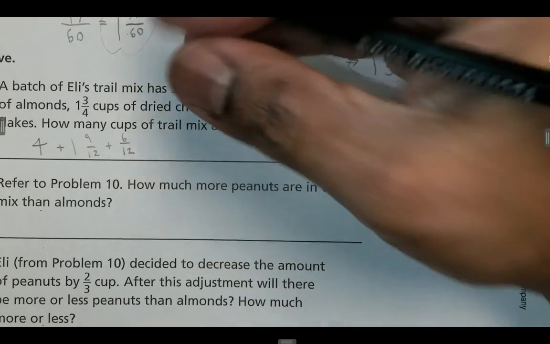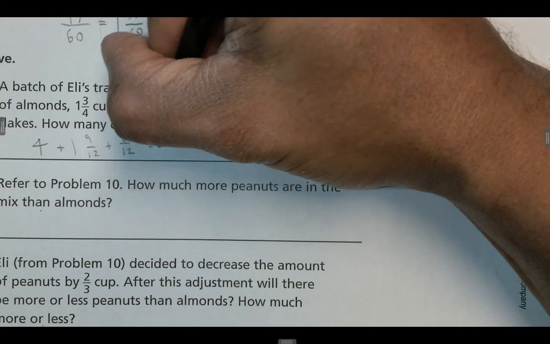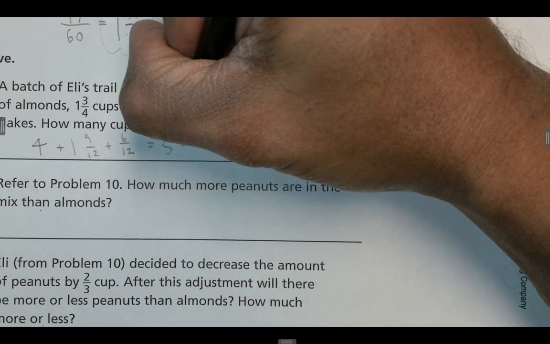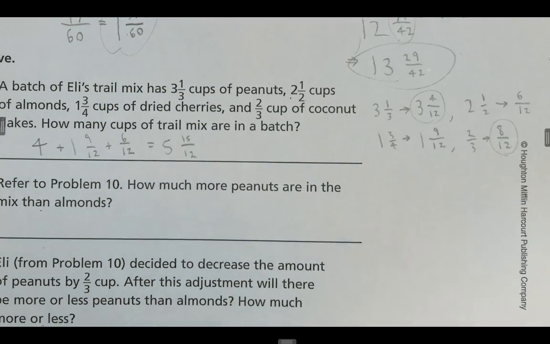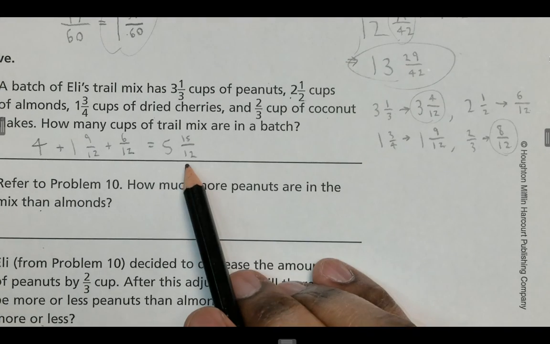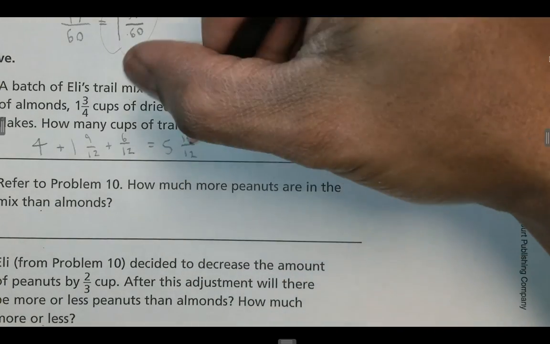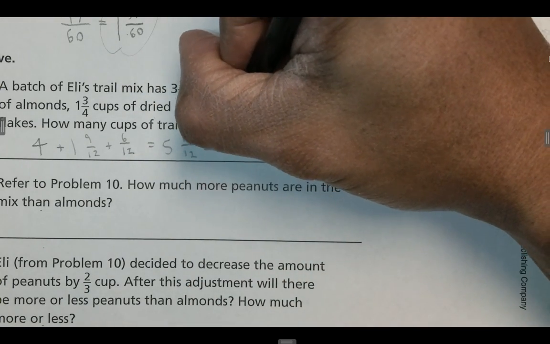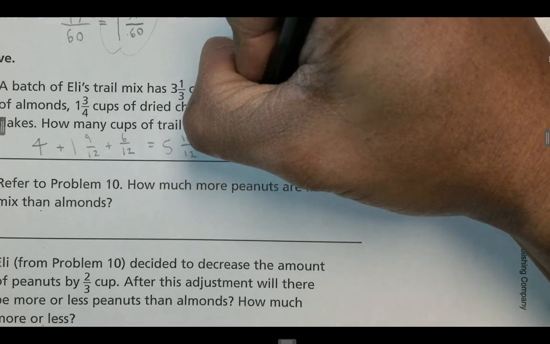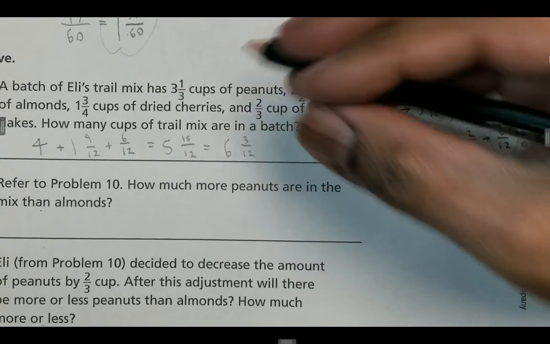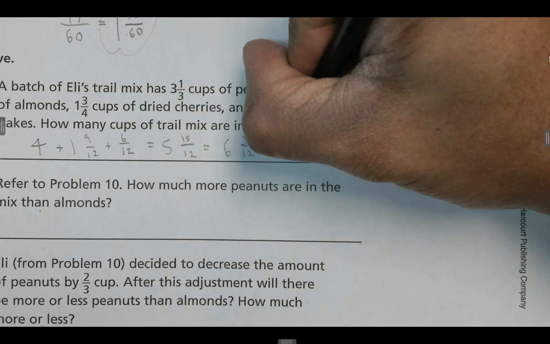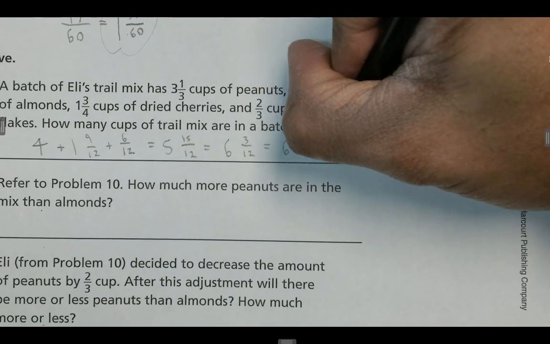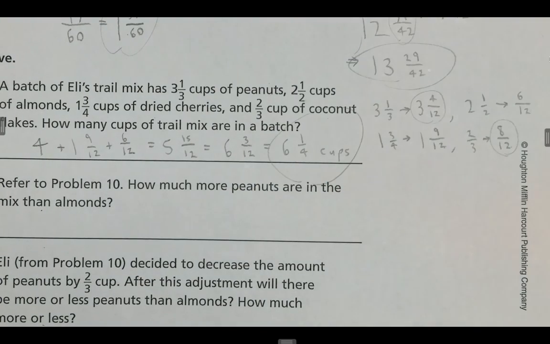Add my whole numbers. 4 and 1 is 5. 9/12 plus 6/12 is 15/12. I'm almost there. This is improper. This gets rewritten as 1 3/12. And 3/12 can be reduced. Unit of measure, donezo.